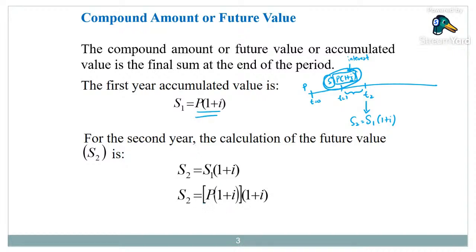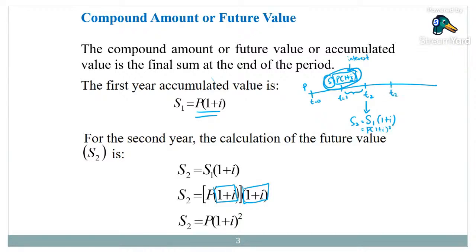So S2 kita sebenarnya adalah P of 1 plus I darab 1 plus I juga. So kita ada repeated 1 plus I dekat sini. Bila repeated maksudnya kita boleh guna power rule lah. Power kat situ, index form. So dia akan jadi P of 1 plus I square. So ini at the end of the second year. Okay, so P of 1 plus I square here.